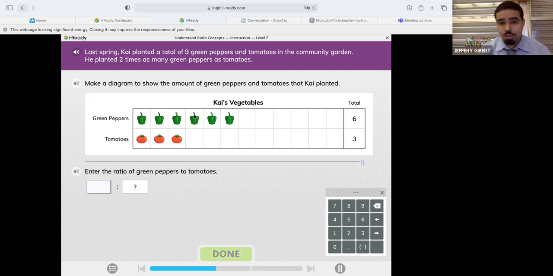Enter the ratio of green peppers to tomatoes. So green peppers is 6. And tomatoes is 3.